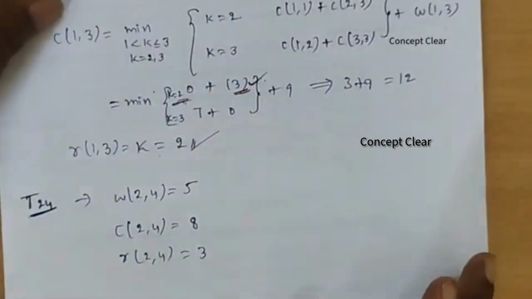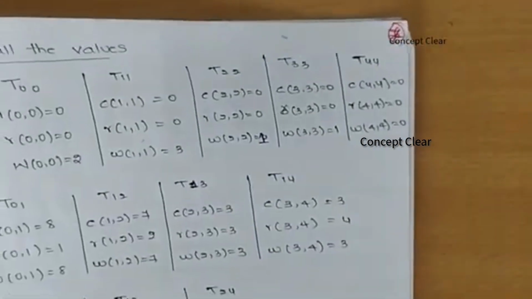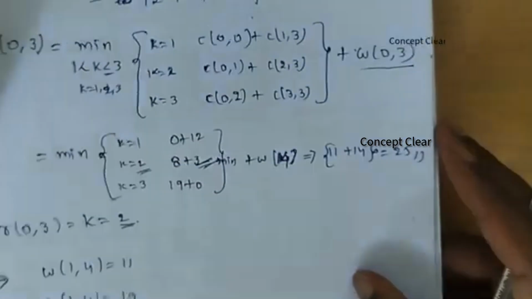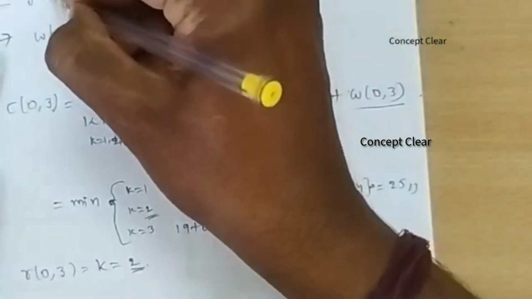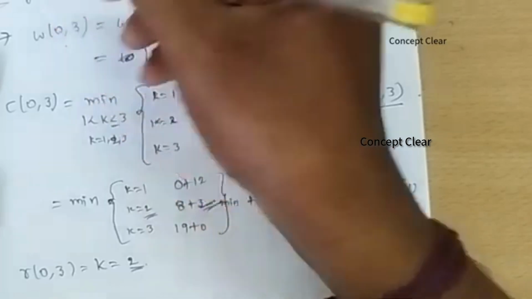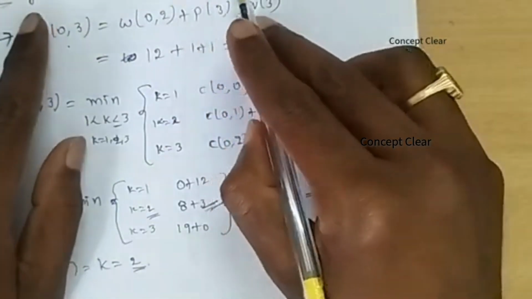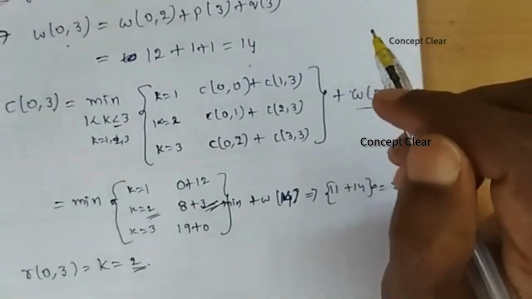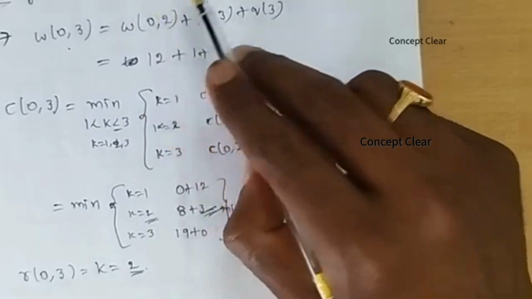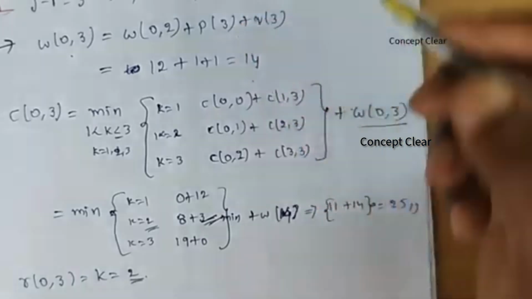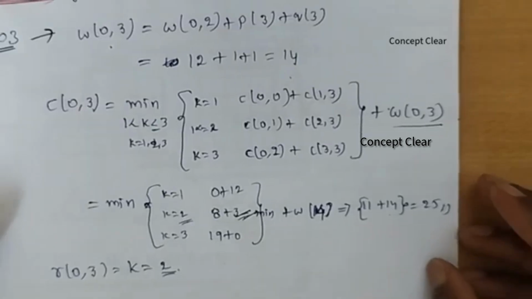After completion of the third case, we have to update the tables. We have to update the first case, second case, third case values. Next I have to calculate the fourth case. What is the fourth case here? The condition is j minus i equals 3. The difference should be 3. Here T03 and T14, these are the two terms. Same method, same formulas we have to implement.